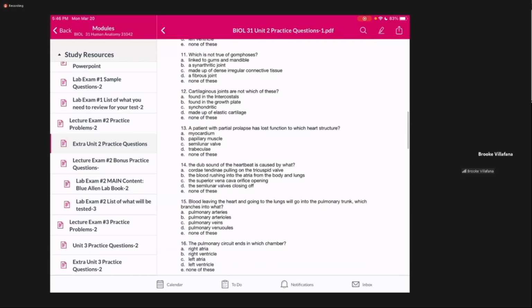All right, so we know that the gomphosis joint, you can think G for gums, right? Gomphosis, gums. It is linked to the gums in the mandible. That would be correct. It is synarthritic. You don't want your teeth wiggling around in your mouth, right?